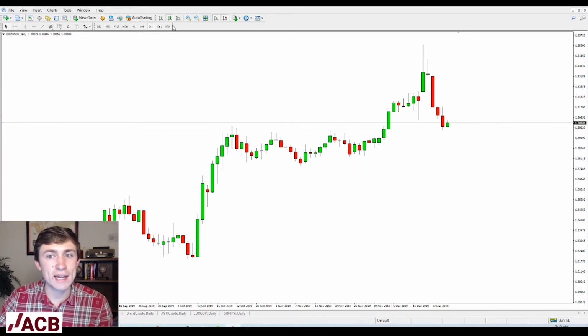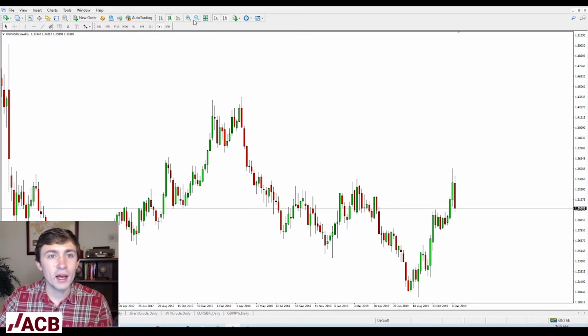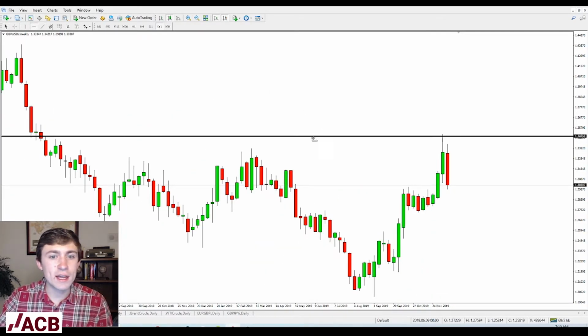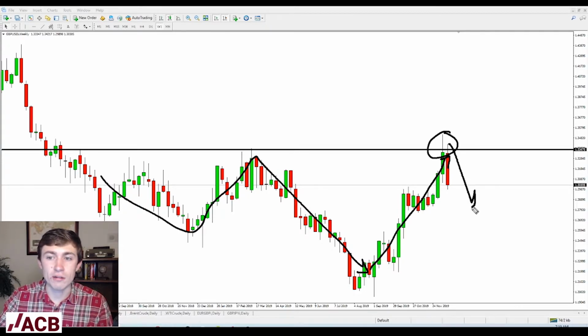GBPUSD is the next one, which has continued to sell off very, very strongly. You can see here on the weekly that this area here did actually in fact hold very nicely as a resistance point, right? So price came up into this area, sold off recently, and then just more recently we saw price hold this area and actually sell off very strongly.